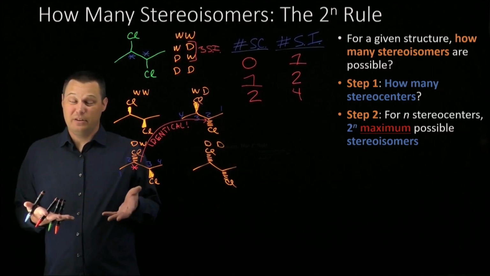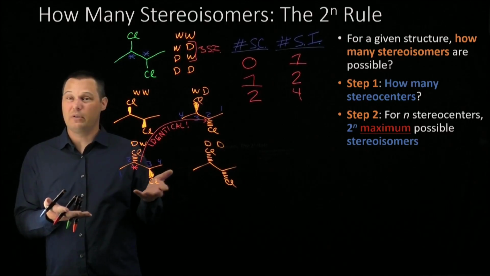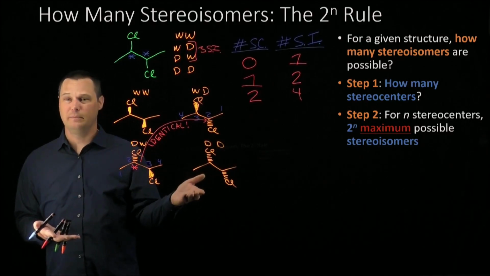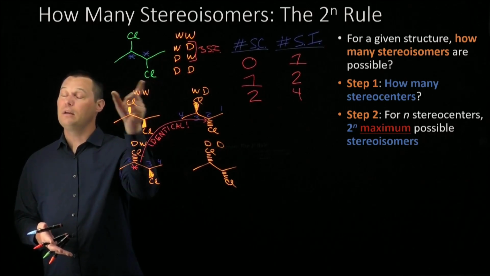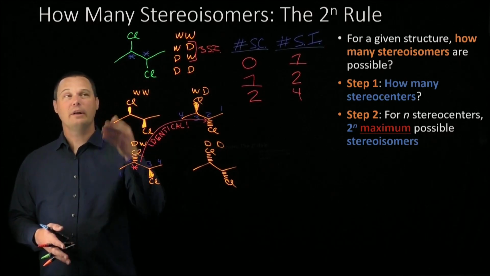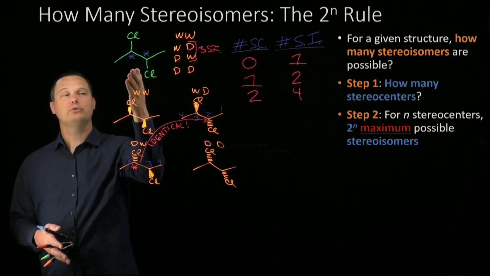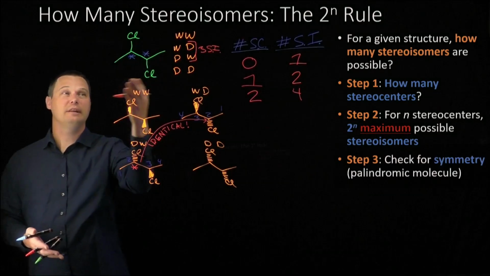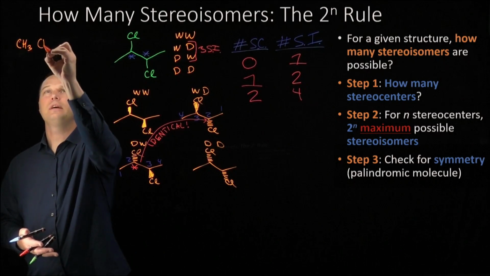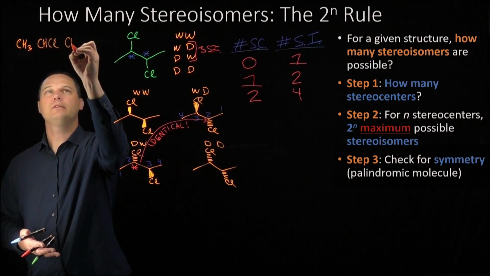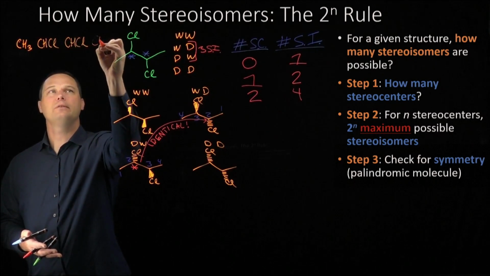So you might be thinking to yourself, well, that's kind of arbitrary. How am I supposed to know that in the future? Let me show you one property of this molecule we could have seen right from the beginning that would have told us to watch out. What I notice about this molecule is it is structurally symmetric. If I were to write out the condensed formula of this molecule, I would start with the methyl group CH3, then CHCl, then another CHCl, and the final CH3.